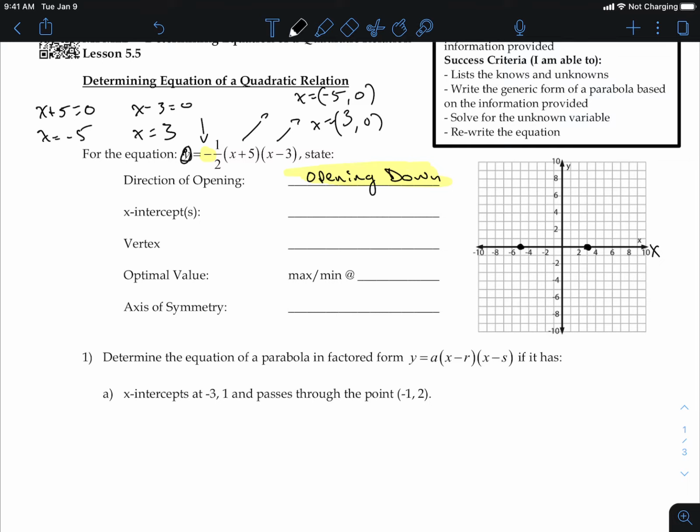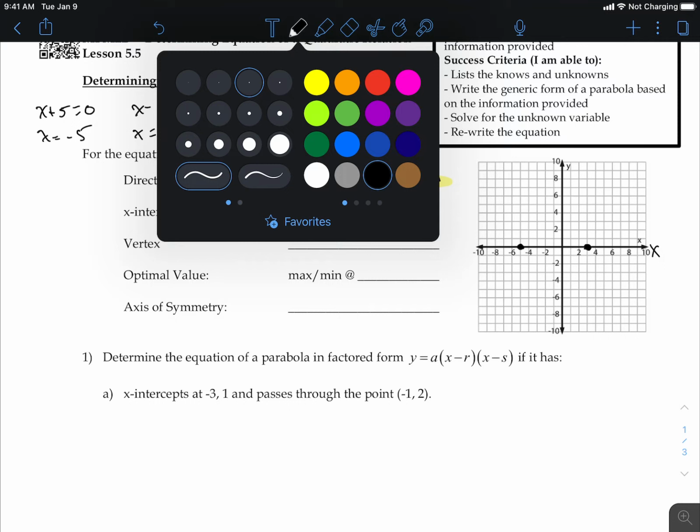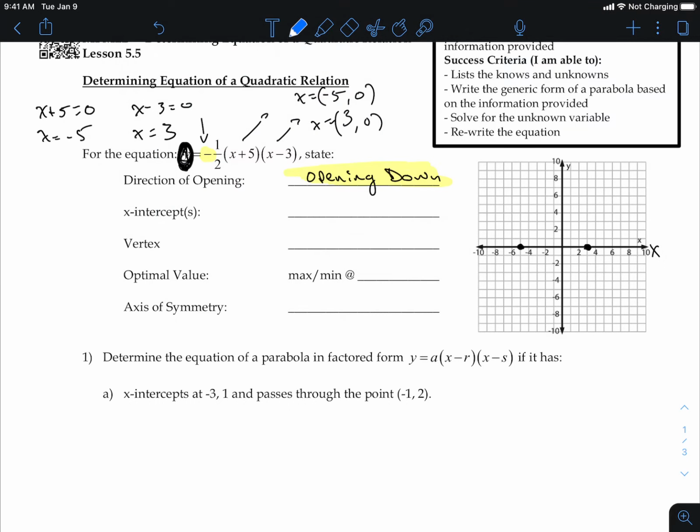But because I set the equation equal to 0, both of these are points, (-5, 0) and (3, 0). Okay? So then I go plot them. I now know that the graph has to go through those two points. They're on the graph. I know the graph's going to look something like this. We've already indicated that it opens down too, right? So I know it's going something like this.